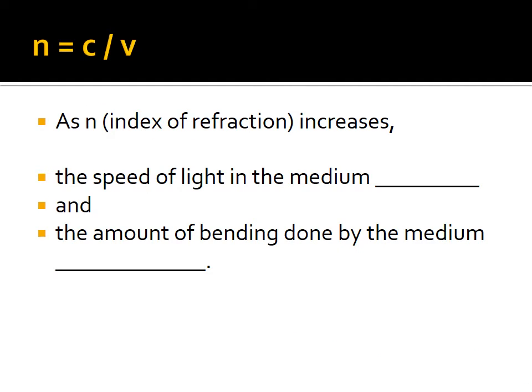As index of refraction increases, the speed of light in that substance decreases. Since n is a way of measuring density, if n is higher, then the material is more dense, meaning there's more stuff in there. More stuff being in there makes it harder for light to flow through it, so the speed decreases. And therefore it gets bent more, so the amount of bending done by the medium increases.